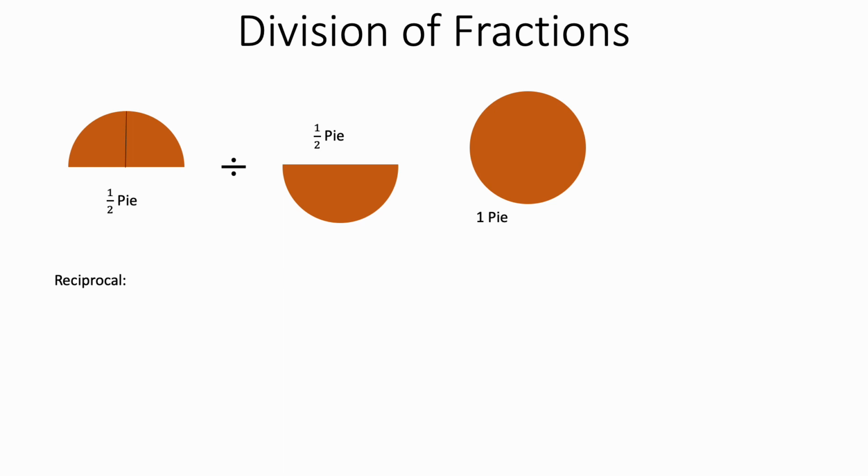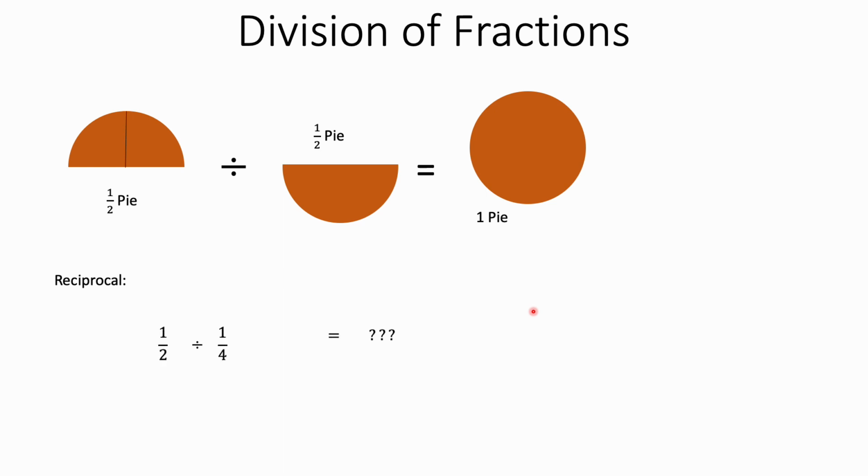So how do we explain this? We take half of a pi, and you replace the division sign with the multiplication sign, and when you do that, you have to take the reciprocal of the second number. So 1/2 becomes 2/1, which is 2. Then you just multiply: half times 2 is 1, because the 2s cancel off and you're left with only 1. So for learning division, you need to know reciprocals.